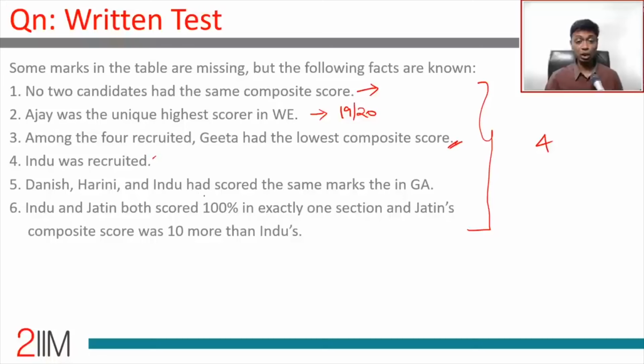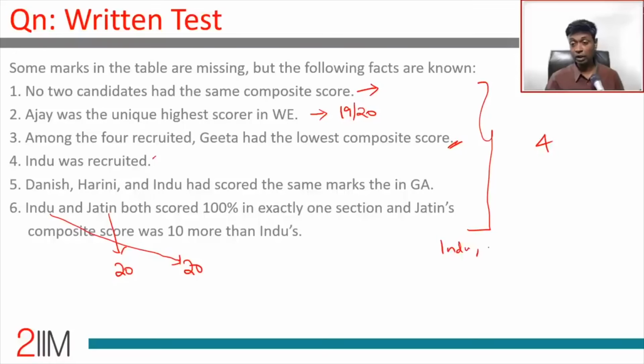Danish, Harini and Indu had scored the same marks in GA. Indu and Jatin both scored 100% in exactly 1 section. And Jatin's composite score was 10 more than Indu's. So Jatin has scored 20 in 1 section. Indu has also scored 20 in 1 section. Might be the same section, might not be. Whatever Indu's composite score is, Jatin's was 10 more than Indu's.